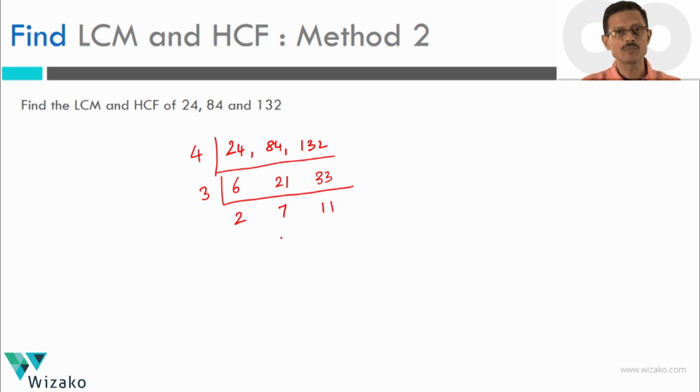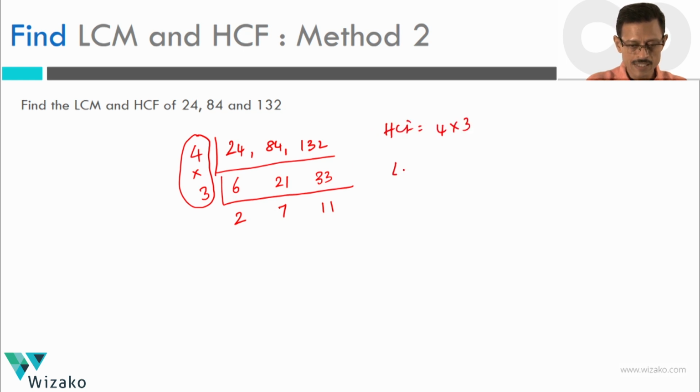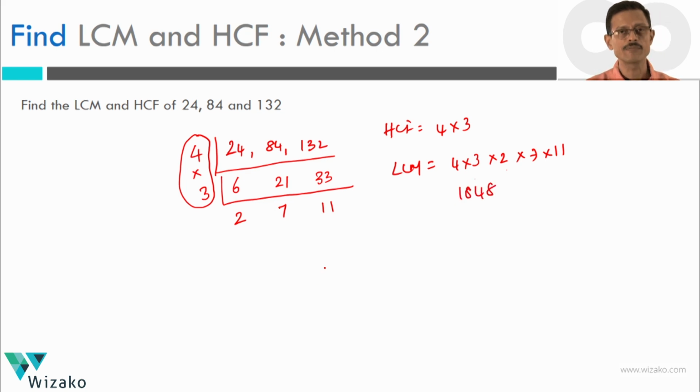2, 7, 11 are all prime numbers, so they don't have a factor in common. What is the HCF? Whatever we took as a number common. This 4 into 3 is going to be the HCF. What is the LCM? The LCM is going to be the product of all of these numbers, which is 4 into 3 into 2 into 7 into 11. 7 11s are 77, into 2, 154. 154 into 12, 150 into 12 is 1800. 4 into 12 is 48. So it's going to be 1848 is the LCM.